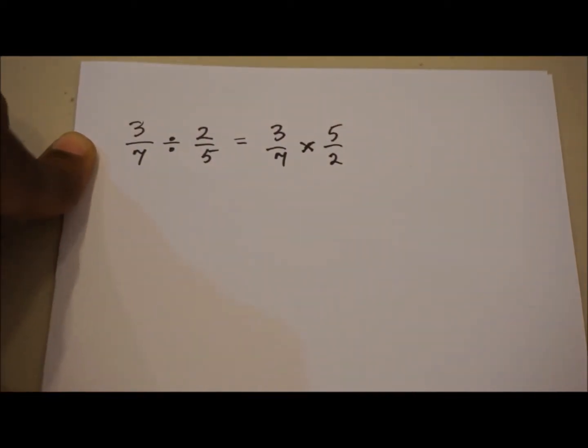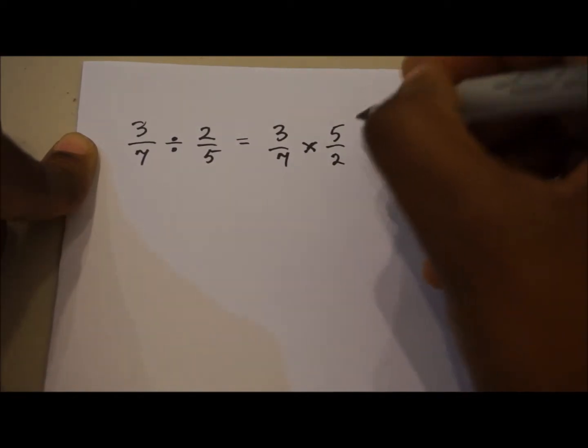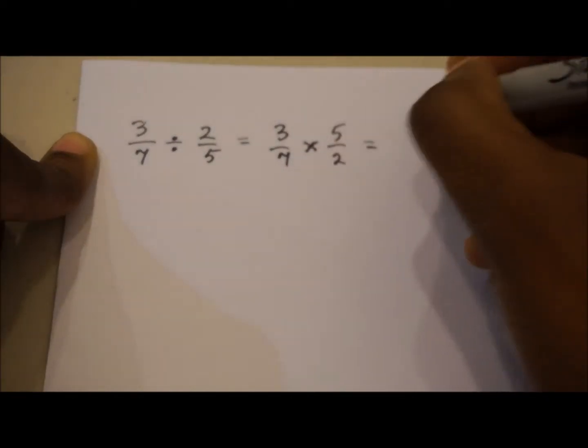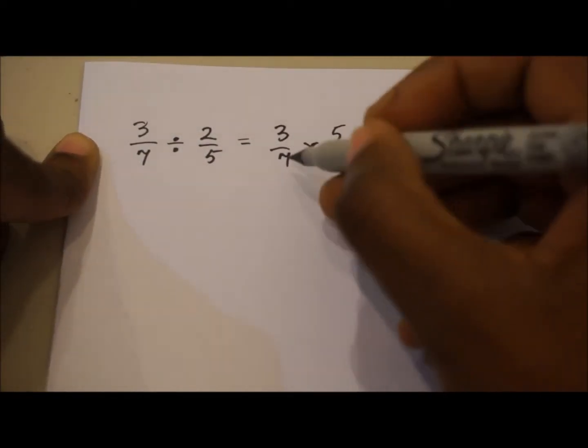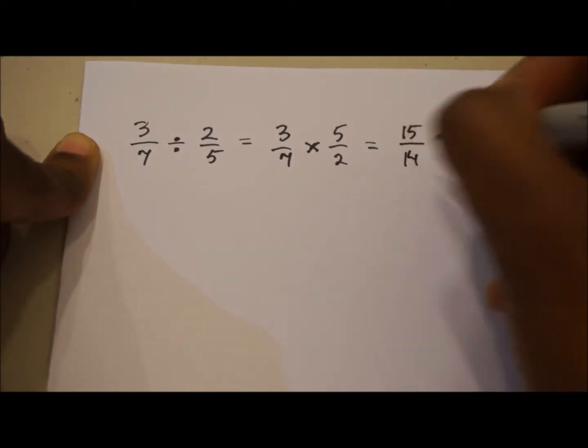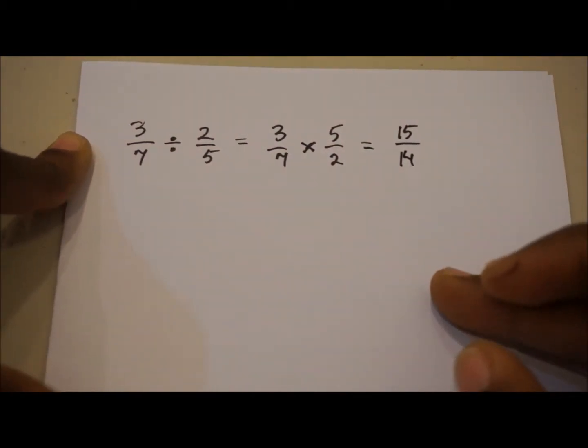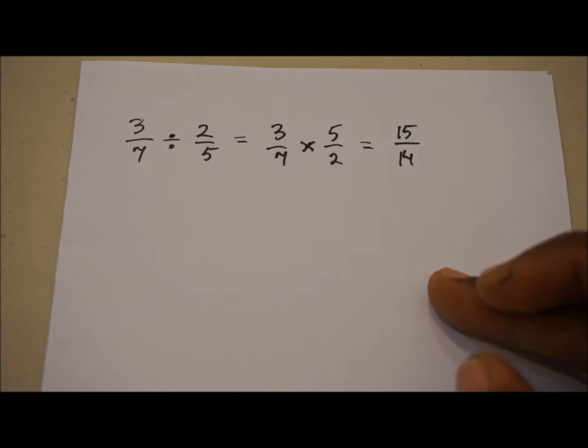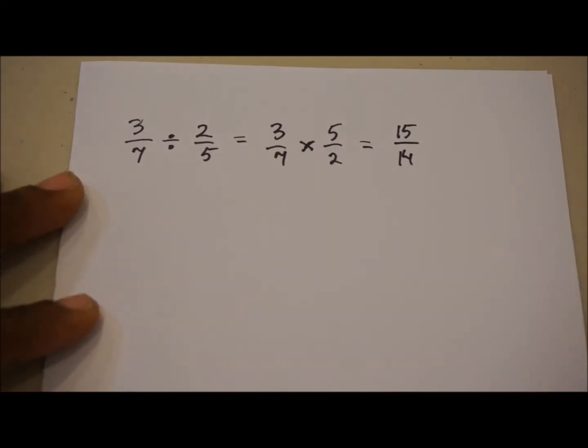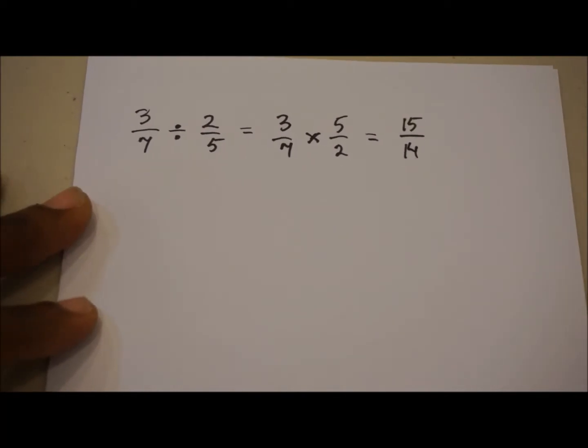And now my problem is a multiplication problem. And I do my problem exactly how I would have done any other multiplication problem. Nothing can be cancelled out here. So I simply do 3 times 5 gives me 15. And 7 times 2 gives me 14. My answer can remain as this. If I need a mixed number, my answer would be 1 and 1/14 as a mixed number, but my answer could remain as this. Here's another example.